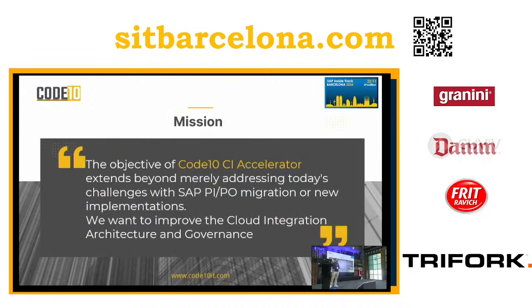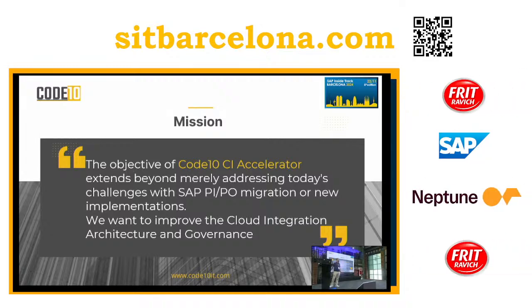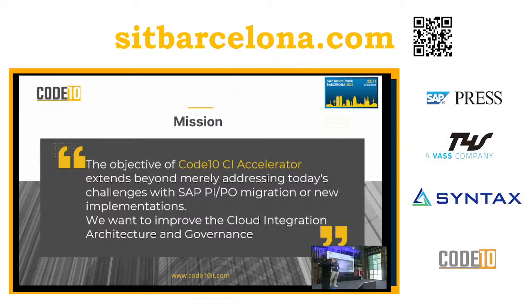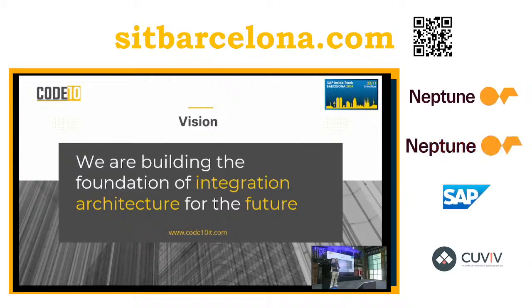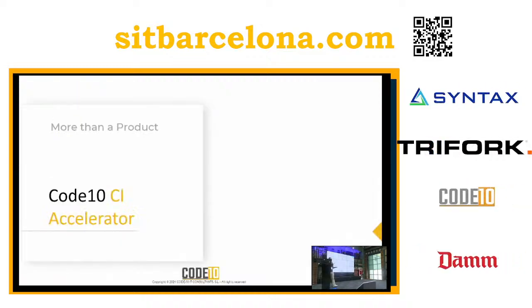So, why CI Accelerator? We move to the cloud, and we move to integrations that are not the same as we had in PI/PO. Our vision is that we should not move the old school interfaces into these cloud services, and what we want to do is improve this. And for that, we do have a vision: we want to generate the foundation of an integration architecture for the future. So we built this COTEN CI Accelerator.